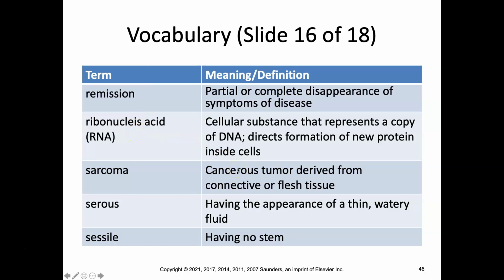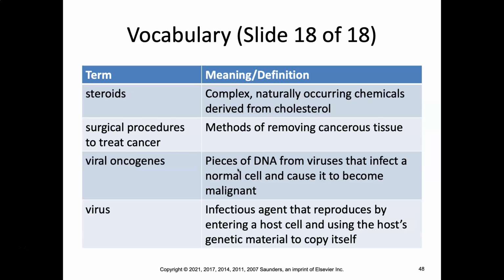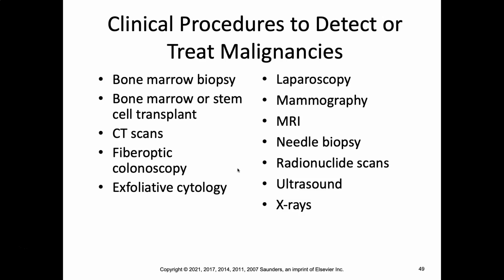Sarcoma, serous, sessile. Simulation, solid tumor, staging of tumors, stereotactic radiosurgery. Steroids, surgical procedures to treat cancer, viral oncogenes, virus, and then we're on to the clinical procedures that detect or treat malignancy. And if you are following along in your book, let's see where we are. We are up to page 772, starting at the bottom of page 772.